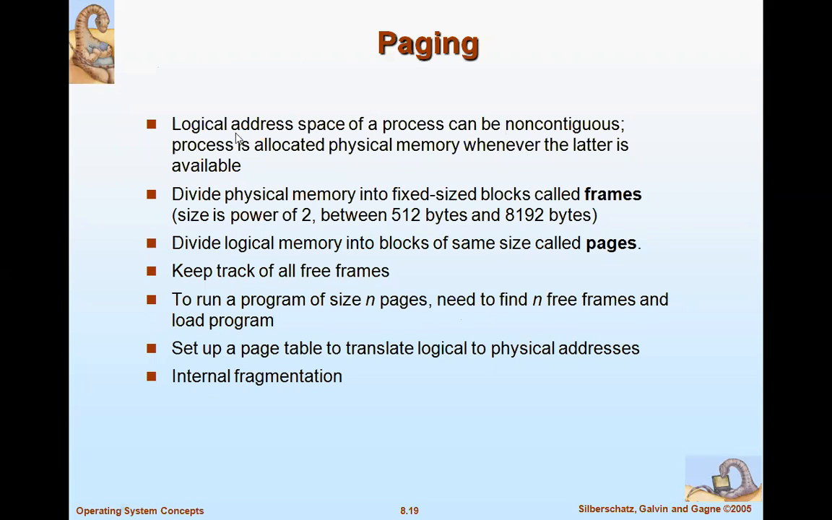Let us look at the definition here. The logical address space of a process can be non-contiguous. A process is allocated physical memory whenever the latter is available. What is non-contiguous? That means the process's data can be scattered anywhere in the physical memory or primary memory. It's not in order, it's not in a particular sequence.